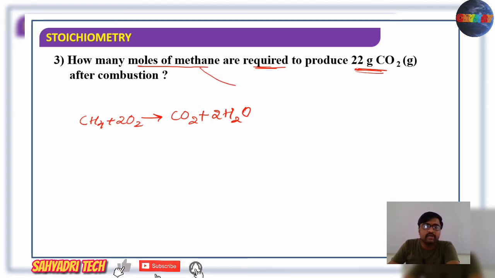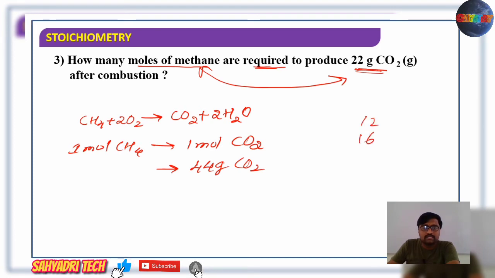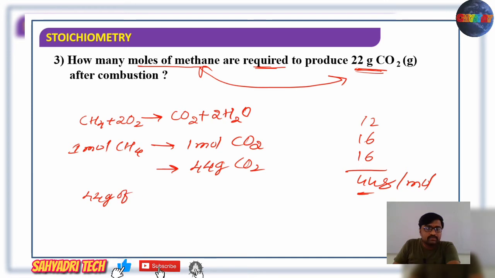So how many moles of methane are required to produce 22 gram of carbon dioxide? It means you have to look for a relation between methane and carbon dioxide. 1:1 is there. 1 mole of methane produces 1 mole of carbon dioxide is the relation. The number of moles we keep as it is. 1 mole of carbon dioxide means how much? 44 gram of CO2, its molecular mass. Carbon 12, oxygen 16, so it is 44 gram per mole. This is the molecular mass of carbon dioxide. So 44 gram of CO2.